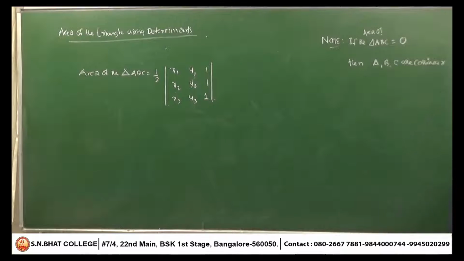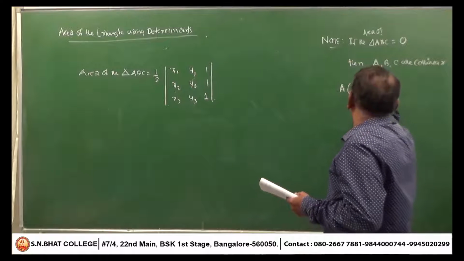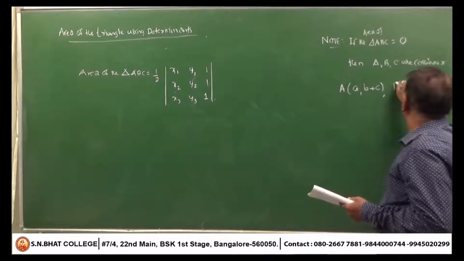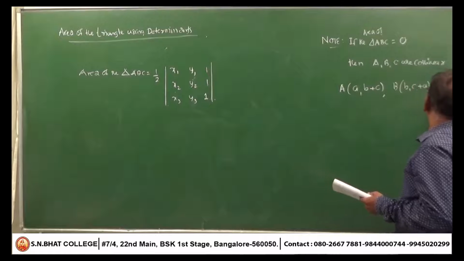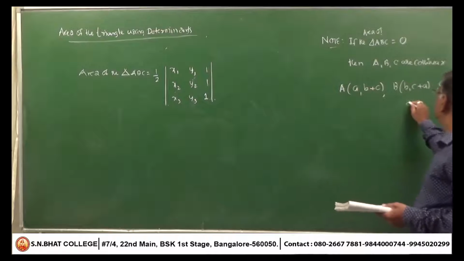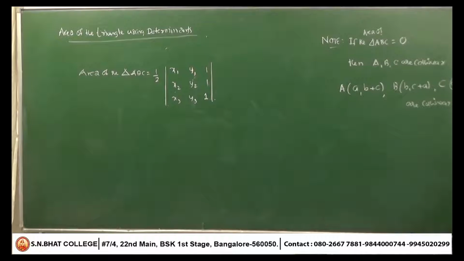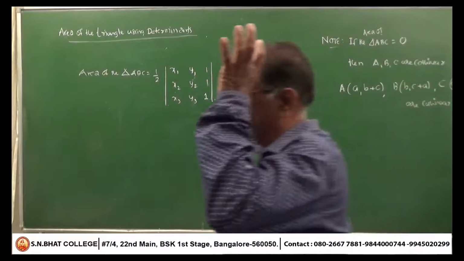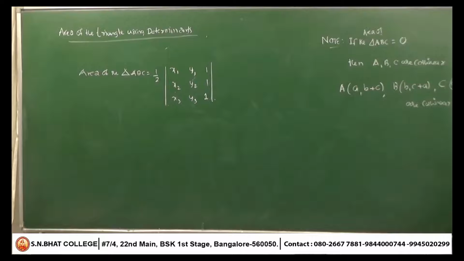Take on the problem. Show that capital A comma B plus C, capital B comma C plus A, capital C comma A plus B are collinear. Show that the 3 points ABC are collinear. I have to show that area must be 0. To show that ABC are collinear, we have to show that area of the triangle is 0.